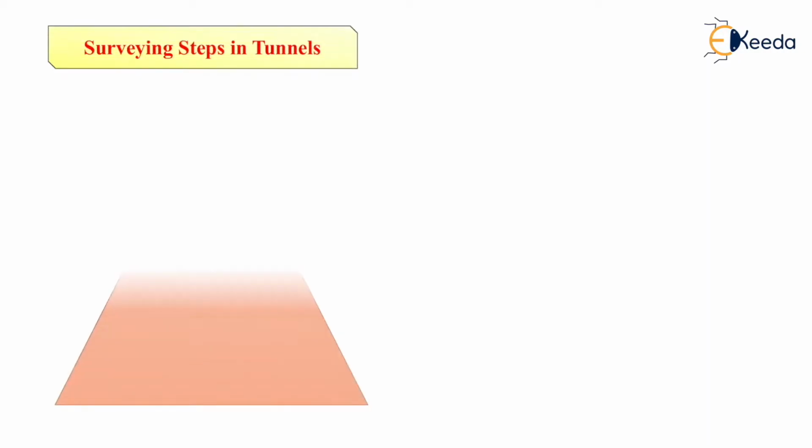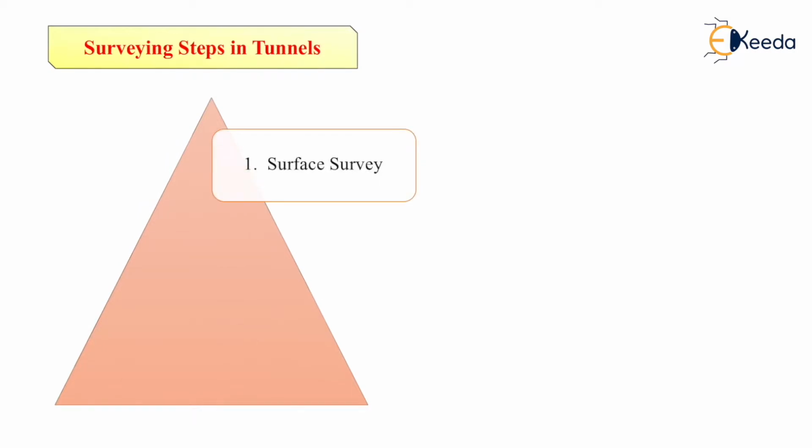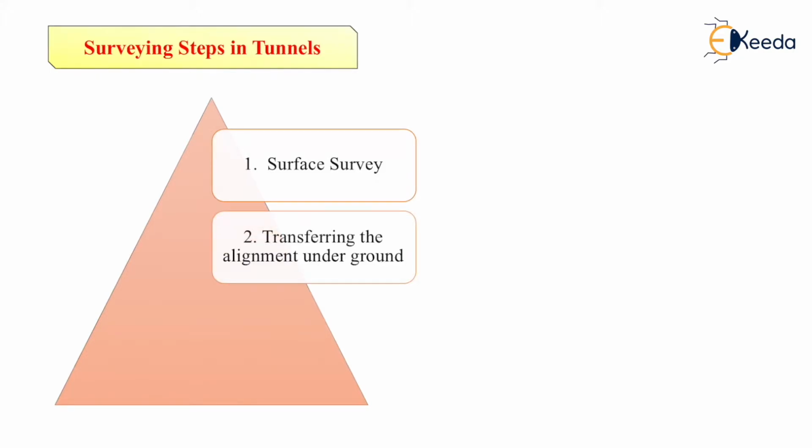What are the surveying steps involved in setting out the tunnel? The main steps are categorized in three steps. First is surface survey, then you have to transfer the alignment underground, and then transfer levels underground. So let us start with the first step.